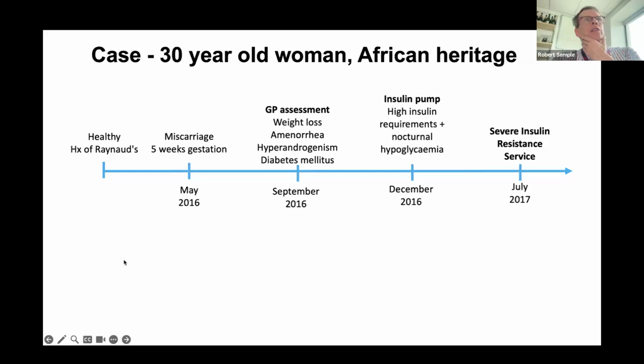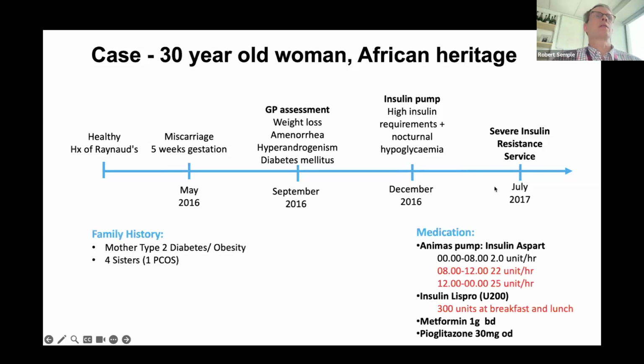And you can see that she had been healthy apart from Raynaud's. She had a miscarriage. And then in 2016, she'd begun to develop weight loss together with secondary amenorrhea, having been well up until that point, with hyperandrogenism and diabetes. And really, this progressed very rapidly and became difficult and intractable with very high insulin requirements and yet still nocturnal hypoglycemia, which meant that in fairly short order, she found her way to Cambridge to the severe insulin resistance service.